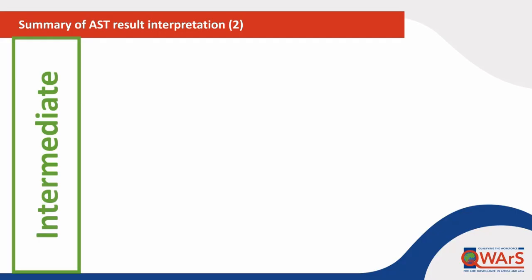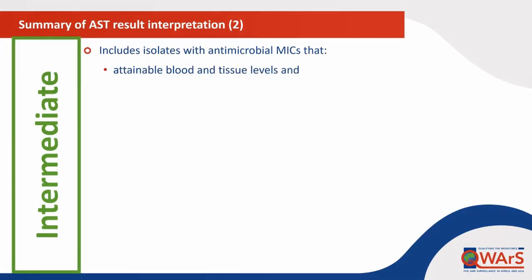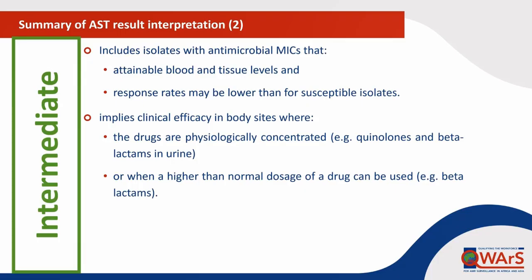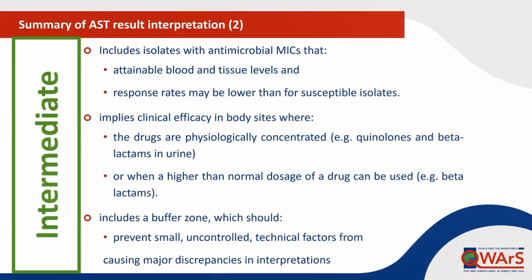According to the CLSI, the intermediate category includes isolates with antimicrobial MICs that approach usually attainable blood and tissue levels, and for which response rates may be lower than for susceptible isolates. The intermediate category implies clinical efficacy in body sites where the drugs are physiologically concentrated, for example, quinolones and beta lactams in urine, or when a higher than normal dosage of a drug can be used, for example, beta lactams.